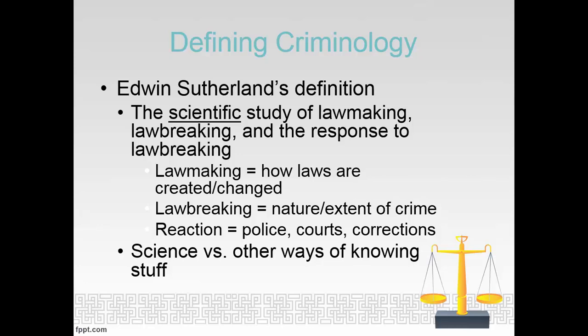And from that, we take Edwin Sutherland's definition of criminology as the scientific study of lawmaking, lawbreaking, and the response to lawbreaking. So lawmaking is about how laws are made and changed. A good example right now is the status of recreational marijuana use. 200 years ago, it was legal. We criminalized it at the start of the 1900s. Now some states are decriminalizing it. The federal government still has it as criminal. So there's a body of literature on how things come to be criminalized and how and why that status changes.